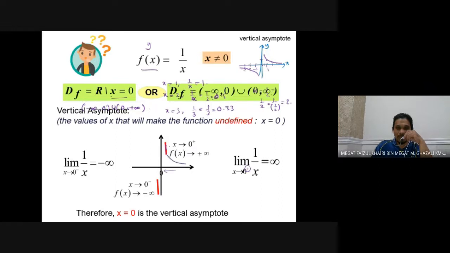And look at this one here. The movement when x is approaching 0 from the right side is sliding, moving up here. Dia naik ke atas. And then when x is approaching 0 from the left side, the graph is sliding down like this, approaching negative infinity.